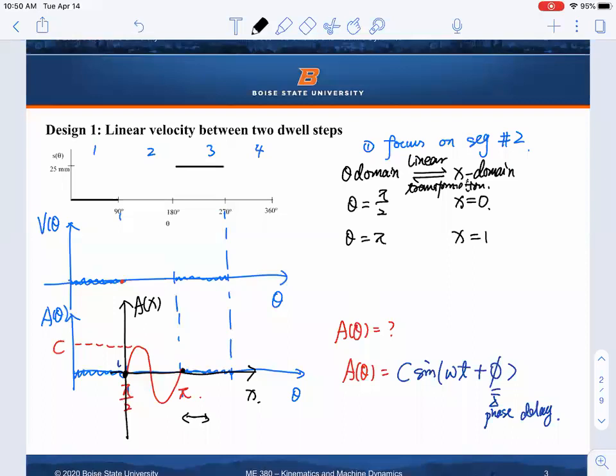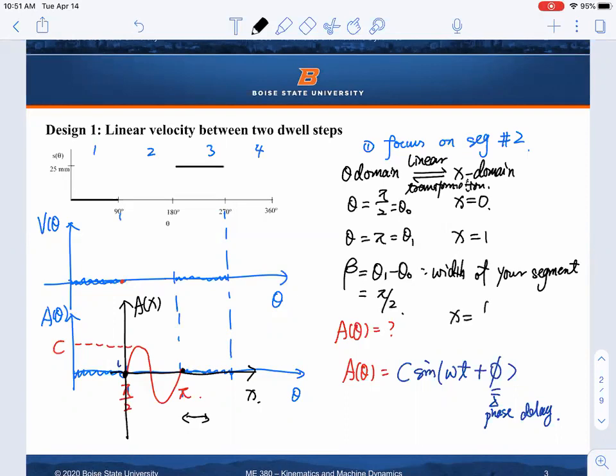A reasonable assumption for this is that the first theta angle is theta naught. That's where your theta starts. The next theta angle is theta 1. That's where your theta ends. We assume there is a beta, which is theta 1 minus theta naught. Your beta is basically the width of the segment. In this case, your beta is half pi. Okay. So the way we find x is: x is theta minus theta naught, over beta.